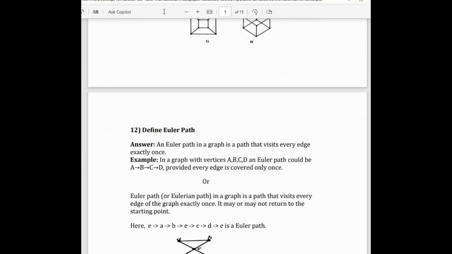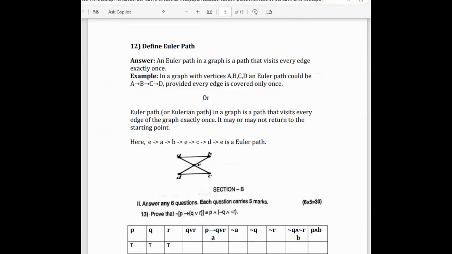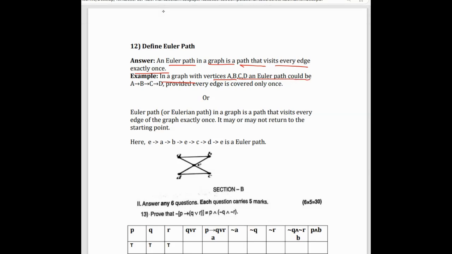Moving on with the next question, define Euler path. An Euler path in a graph is a path that visits every edge exactly once. In a graph with vertices A, B, C, D, an Euler path could be A to B, B to C, C to D, provided every edge is traversed only once. It may or may not return to the starting point.